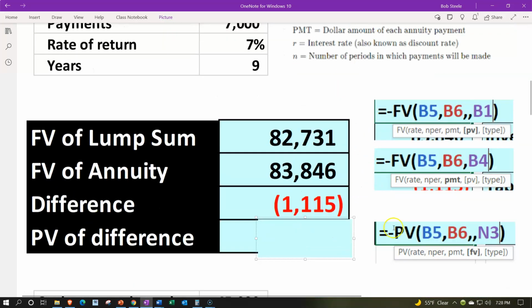And so we could say, okay, let's take the present value of that term, which would be the rate of 7%, comma, number of periods, which would be 9, comma, we do not have a payment because it's not an annuity, so 2 commas, future value would be this 1115, discounting it back 9 years back to the present value would give us back to that 607.